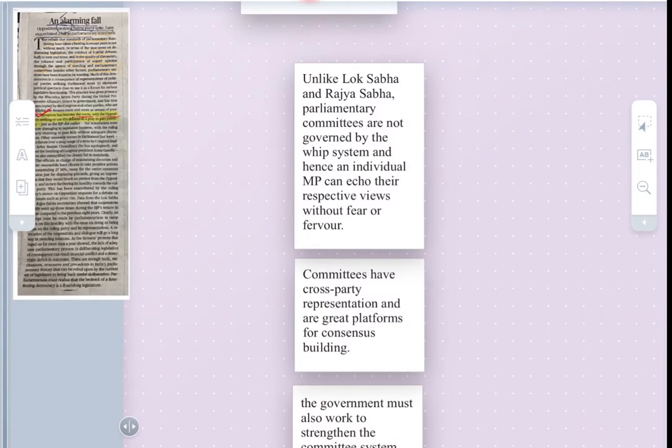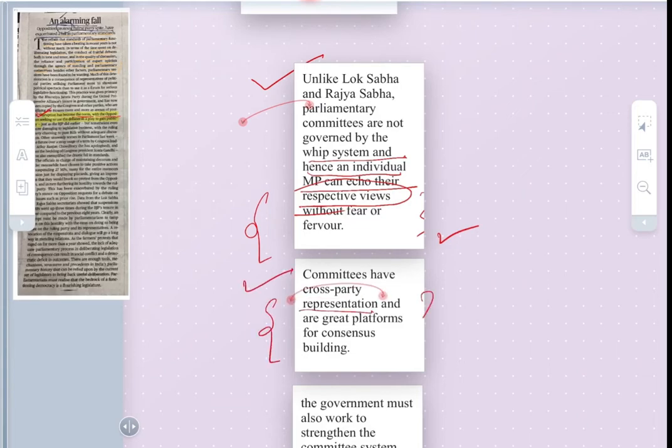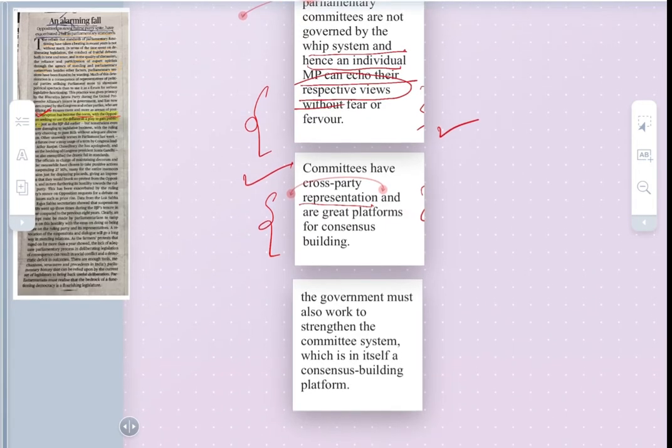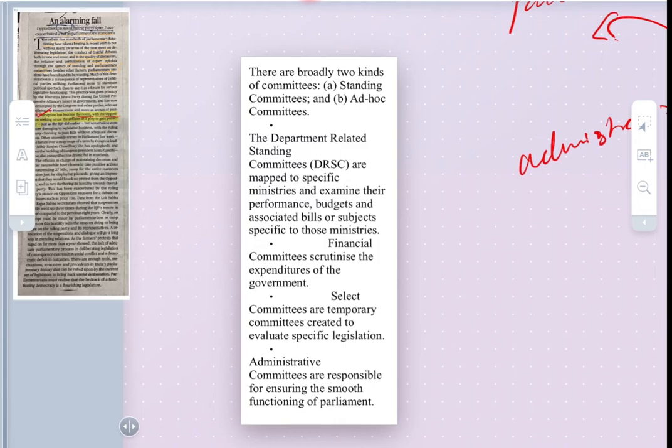And a very important point: unlike Lok Sabha and Rajya Sabha, parliamentary committees are not governed by the whip system, and hence an individual MP can express their respective views without fear or favour. Committees have cross-party representation and are a great platform for consensus building. The government must also work to strengthen the committee system, which is in itself a consensus-building platform. So let's have a quick look.